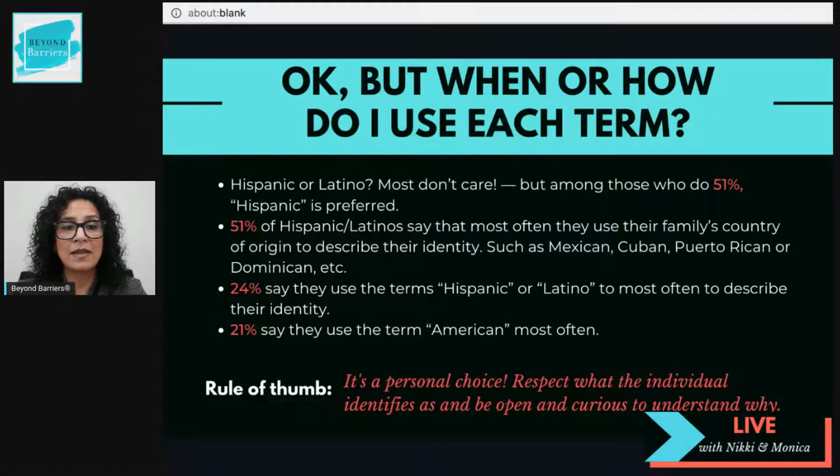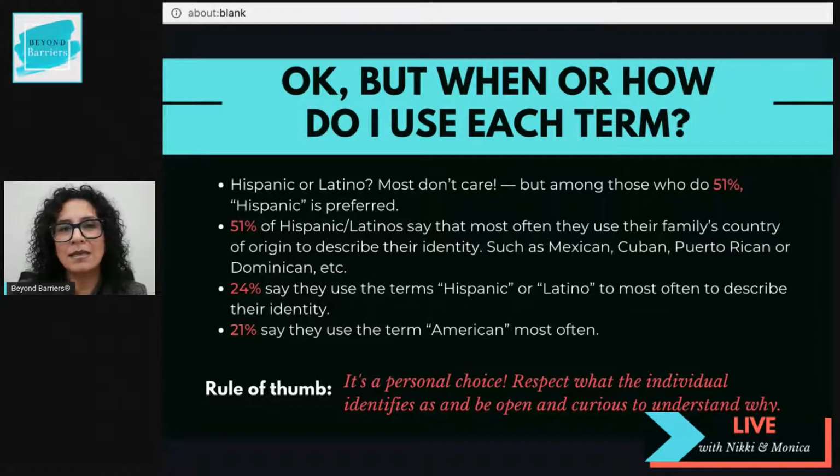But 51% of Hispanic and Latinos say that most of them use their country of origin. So when I introduce myself, a lot of times I say, hello, my name is Monica. And if people are asking me my identity, I say I'm Mexican American Latina. So it is that country of origin where you may be Mexicana, Cuban, Puerto Rican, Dominican, Colombian, you name it. It's any one of those 21 plus countries that fall within the Hispanic and Latino umbrella.